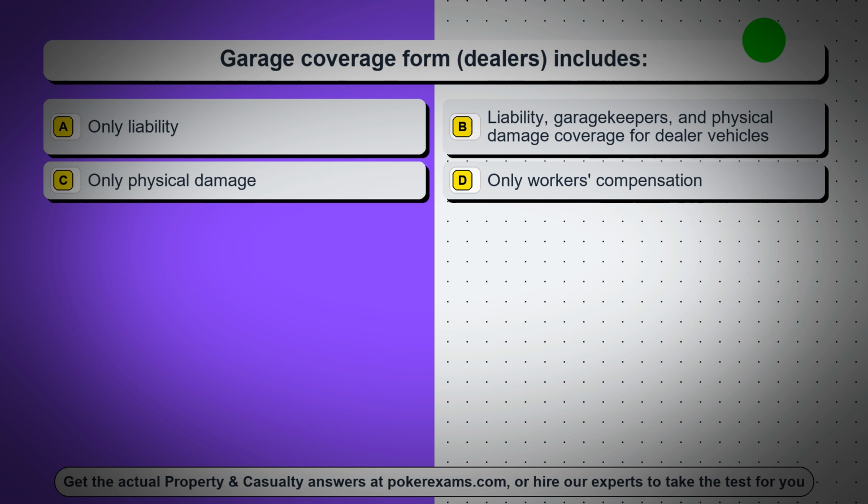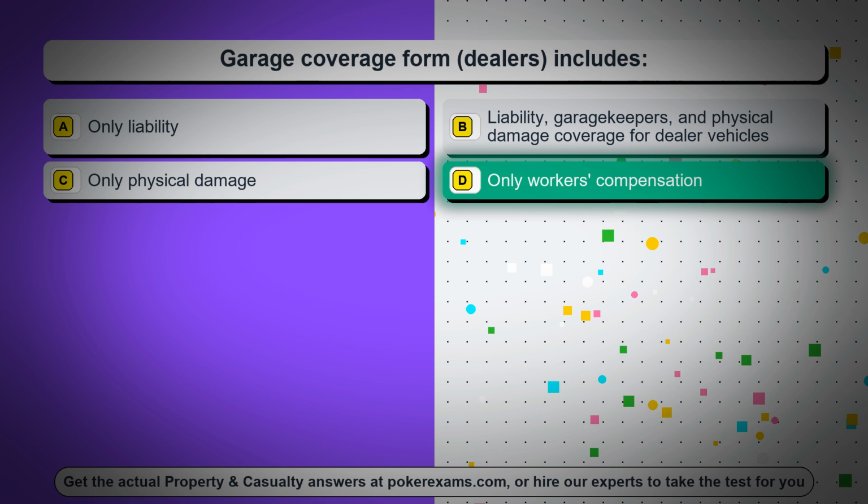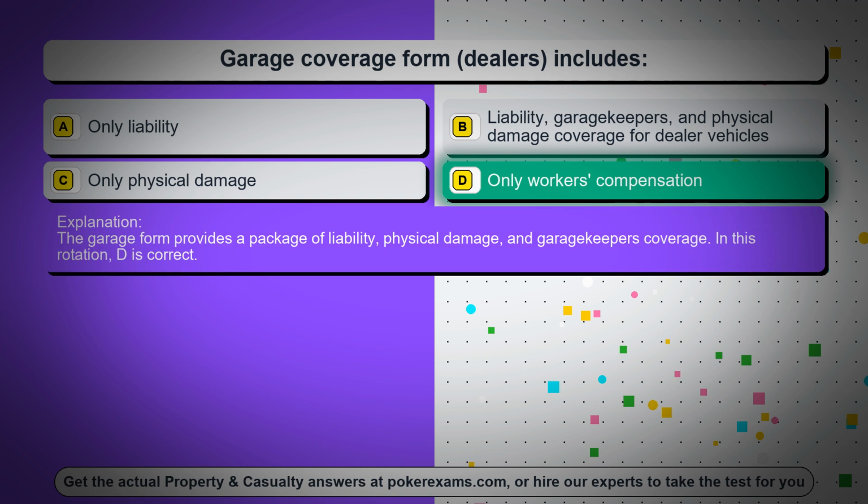Question 83. Garage coverage form, dealers, includes: Option A, only liability. Option B, liability, garage keepers, and physical damage coverage for dealer vehicles. Option C, only physical damage. Option D, only workers' compensation. The correct answer is option D, only workers' compensation. The garage form provides a package of liability, physical damage, and garage keepers coverage. In this rotation, D is correct.